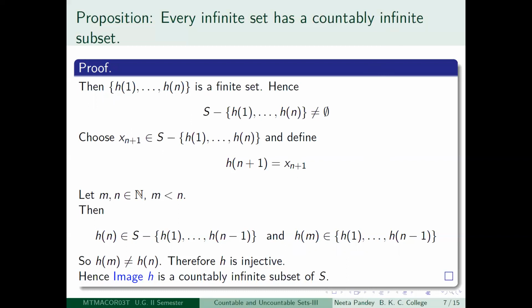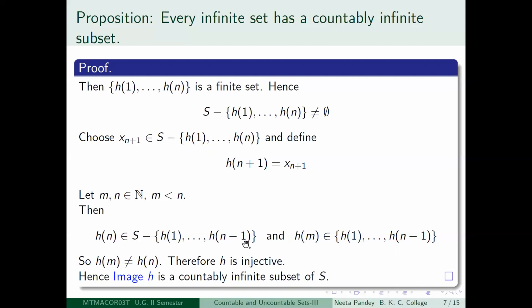then our claim is that this map is bound to be an injective map. So how do you check that? You take any two positive integers m and n which are different, not equal. So since they are not equal, one will be less than the other. Assume that m is less than n without loss of generality. Then what do you know about h of n? h of n is an element, by the definition, of S minus h1, h2, etc., h(n minus 1).